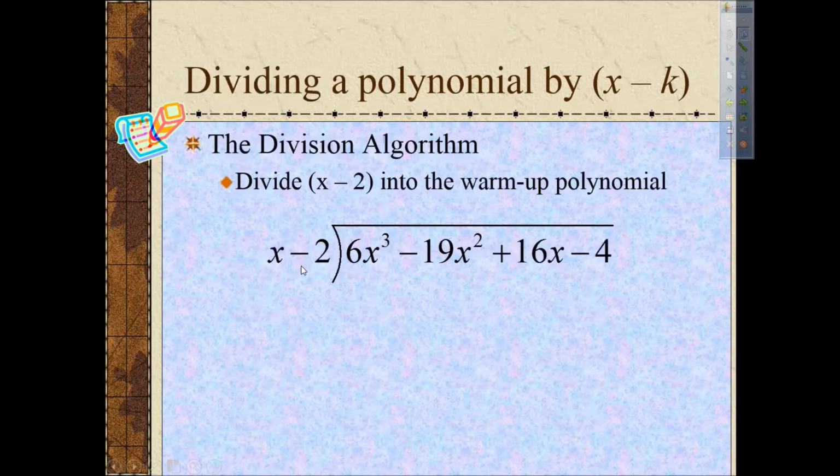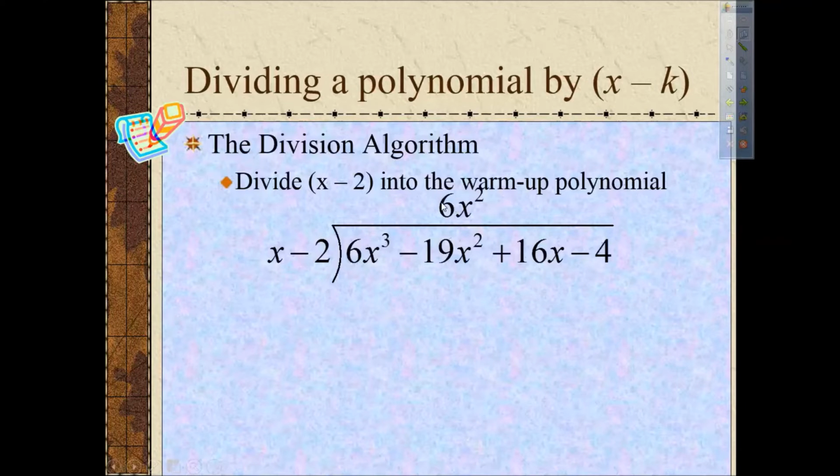I'm going to look at x minus 2 and say, does it go into 6x cubed minus 19x squared? And really, I'm only going to focus on the beginning of this polynomial and the beginning of this polynomial. Does x go into 6x cubed? Well, sure, I could multiply 6x squared times an x and get 6x cubed. Now, 6x squared tells me that this belongs in this x squared column. I'm going to write a 6x squared up here.